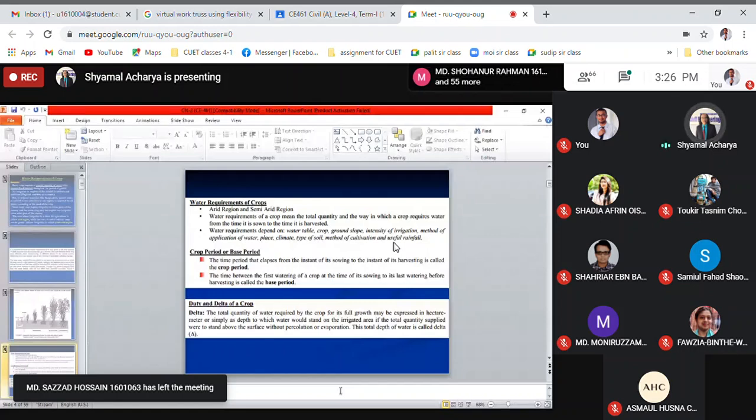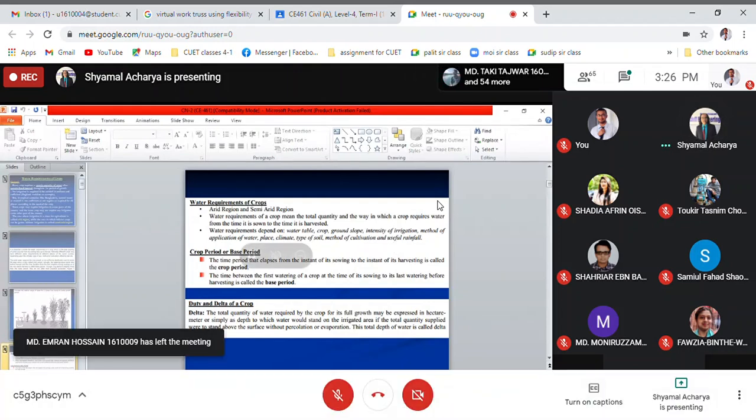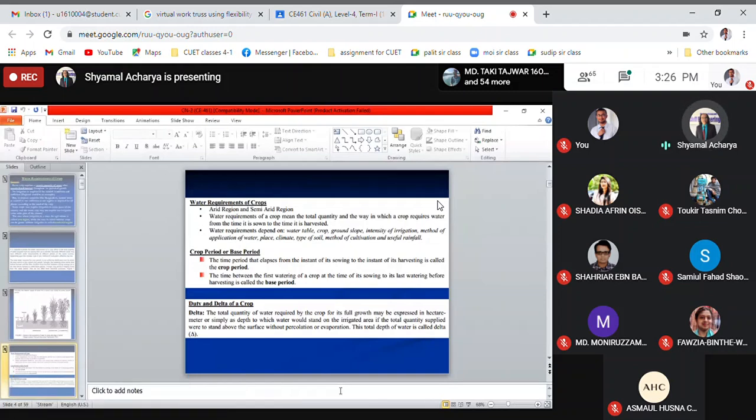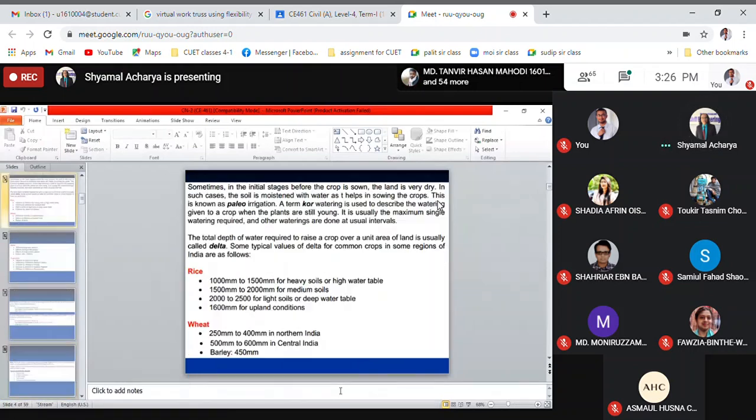The total amount of depth that you could see in the irrigation field, that is the total depth of water, is called the delta.